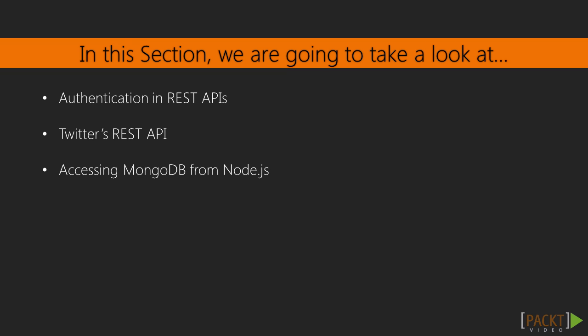Namely, we will use OAuth 1.0a to implement a sign-in using Twitter functionality. We will use Twitter's REST API to retrieve a user's friends. Finally, we will save the user's Twitter data to MongoDB using MongoDB's Node.js module.